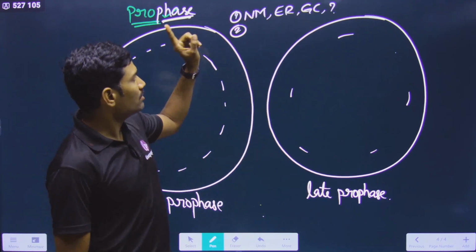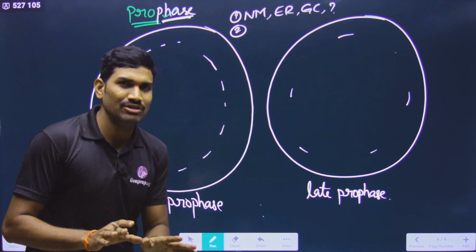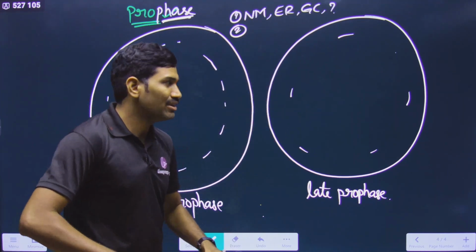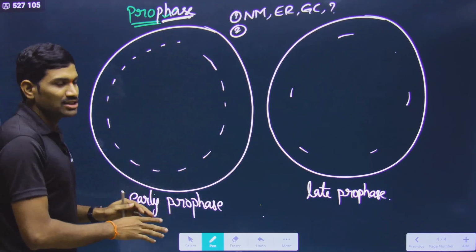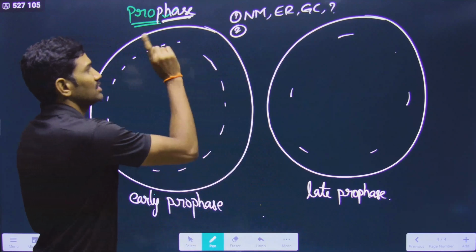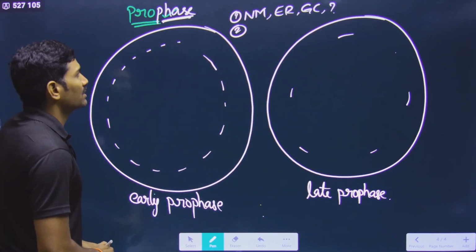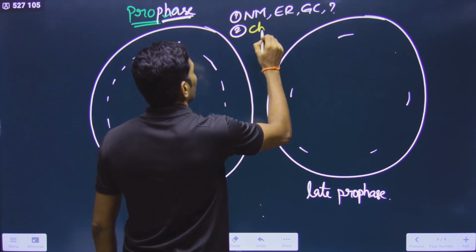So nuclear membrane, endoplasmic reticulum, Golgi complex, these are the three things that are undergoing breakdown, so that they will create some easy space here so that chromosomes can easily move to opposite sides. This is the first and foremost important logic. Okay, the next thing we need to talk about is chromatin.